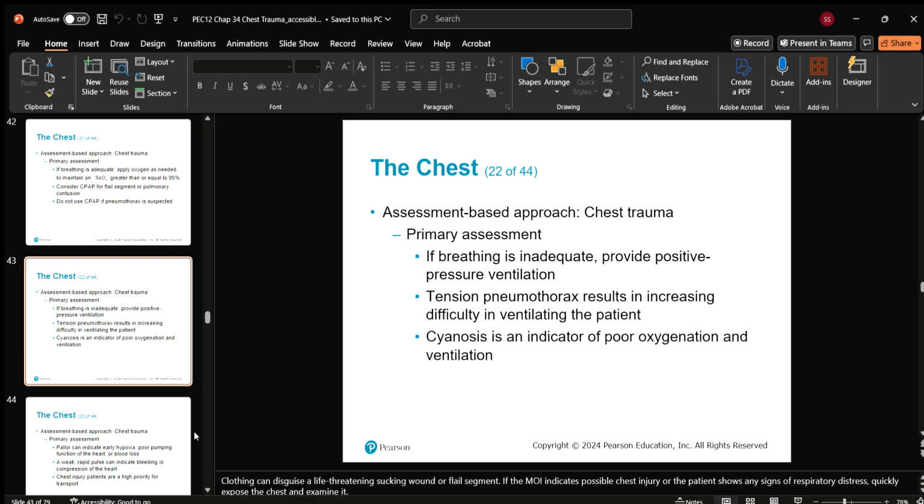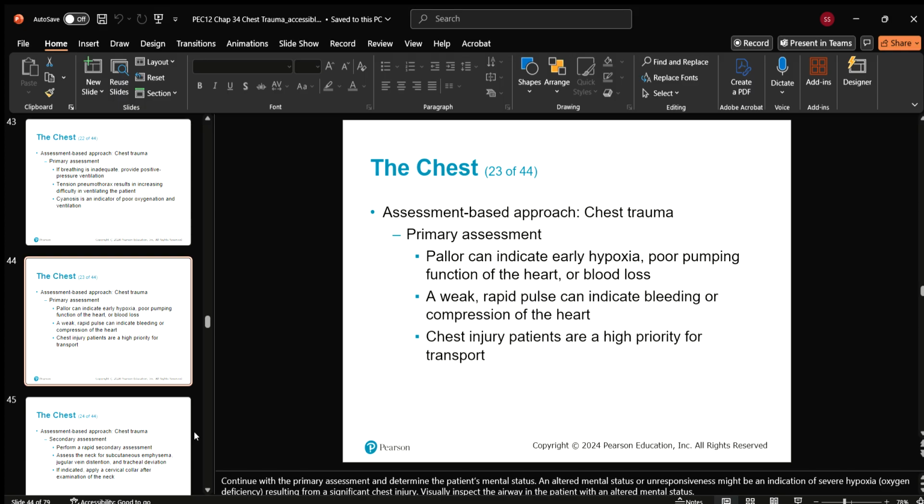We need to look for other signs of hypoxia. Cyanosis being one of those signs. Pallor being the paleness of an individual. If they are pale, that can indicate hypoxia, poor blood pumping problem, or even blood loss. Could be that hemothorax that we were talking about earlier. Weak rapid pulse can indicate bleeding. As they are bleeding out, they're trying to maintain their homeostasis. That is, they're trying to get blood and oxygen to every part of the body. So they're trying to perfuse it, and that rapid pulse is going to be an indication of that.